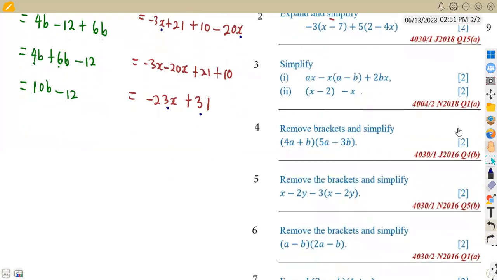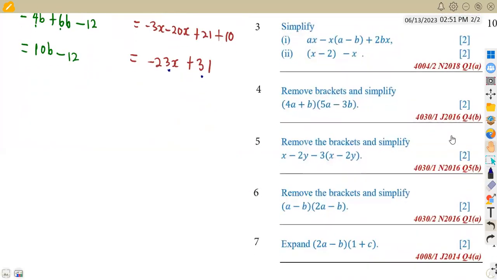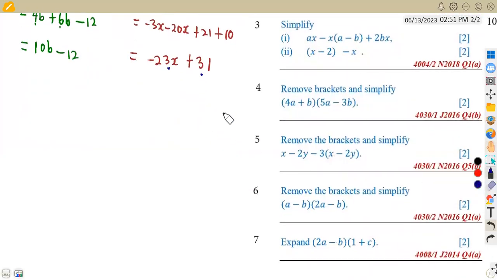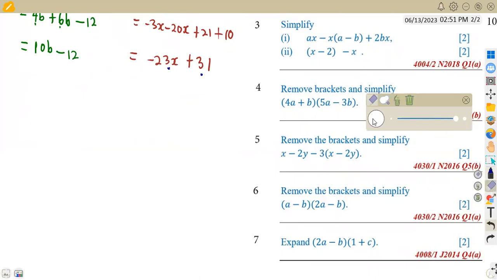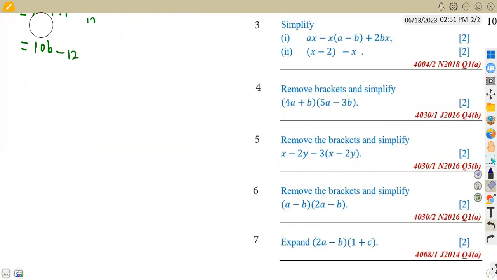Question number 3, still on the same part. We are asked again to simplify this part here. Let me just remove this part so that we can simplify properly in this case. All right, so we are given to simplify again. That is 3 item 1. So this was from November 2018. This is ax minus x into a minus b plus 2bx. So this is what you're given to simplify.